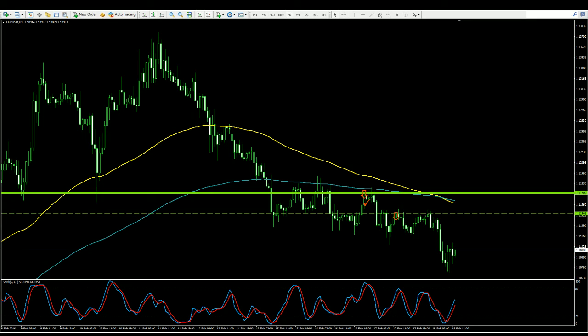Okay, yeah, I mentioned those at the beginning. One of them, the blue one, is an EMA 200, the other one is an SMA 50, the yellow one. Okay, the blue one EMA 200, yellow one SMA 50.